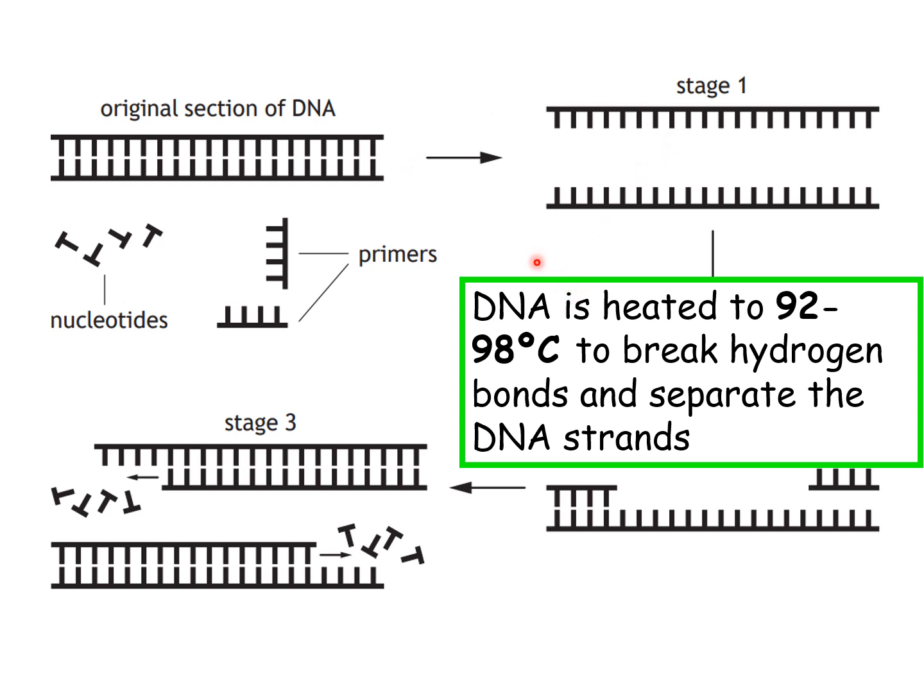And for stage one, we can see that we have separated those strands, and the way that we do that is we heat the DNA up to 92 to 98 degrees Celsius, so really high temperatures here. And what that allows us to do is break those weak hydrogen bonds between the DNA strands and separate the DNA strands. So 92 to 98 degrees, and we're breaking the hydrogen bonds and separating the strands. Now what this leaves is two completely separated complementary strands of DNA that we can start to replicate.